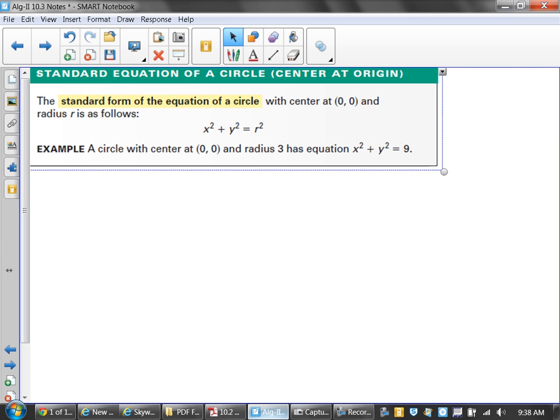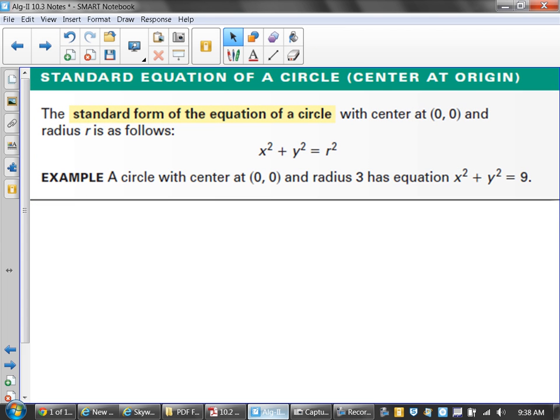Of course, there's a standard form of a circle. You already knew this. Today we are also going to center our circles at the origin. There's no H, there's no K. You guys already know the H and K formula for this because you did that last year in geometry in section 10.7. X minus H quantity squared plus Y minus K quantity squared equals R squared.